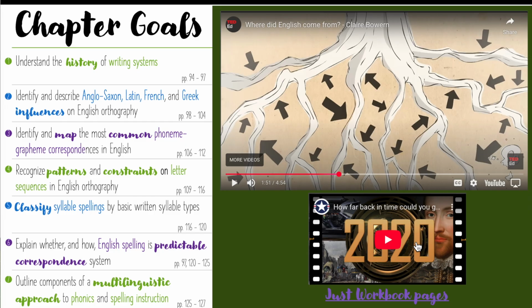And you may start to notice that some of the spellings that existed all the way back at the beginning have remained. So let's take a look: would you be able to understand English the further back you go?